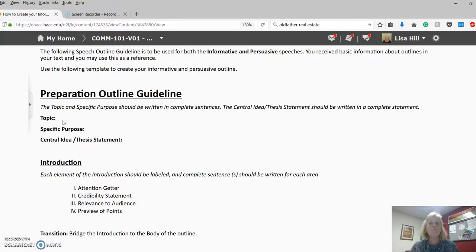If you believe there's global warming and this is what you want to inform us on, that's what your specific purpose would be. And as you know, your thesis or central idea usually falls into your goal and then the points that you plan to cover in the body of your speech.